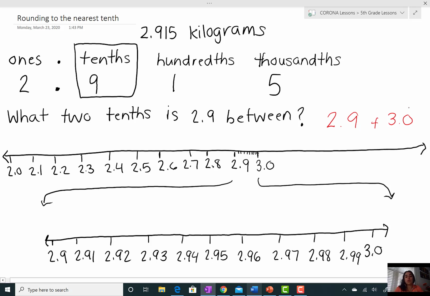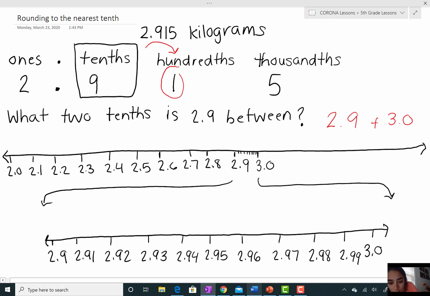3 and 0 tenths. So now, in order to round like you've done before with whole numbers, you always want to look to the place value next to it. In this case, the hundredths place. Because that hundredth is going to tell me, is that hundredth making my number closest to 2 and 9 tenths or 3 and 0 tenths? So there's a 1 in the hundredths place. So this is what I did.